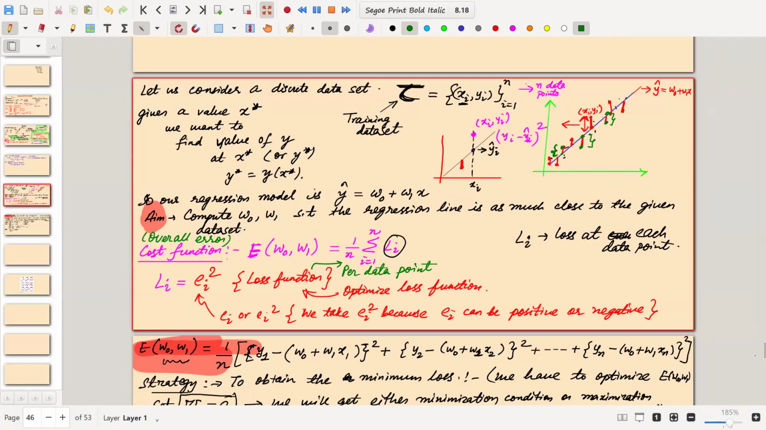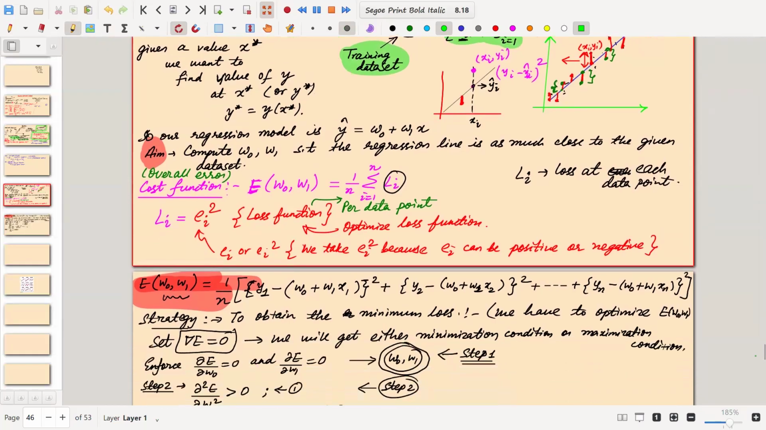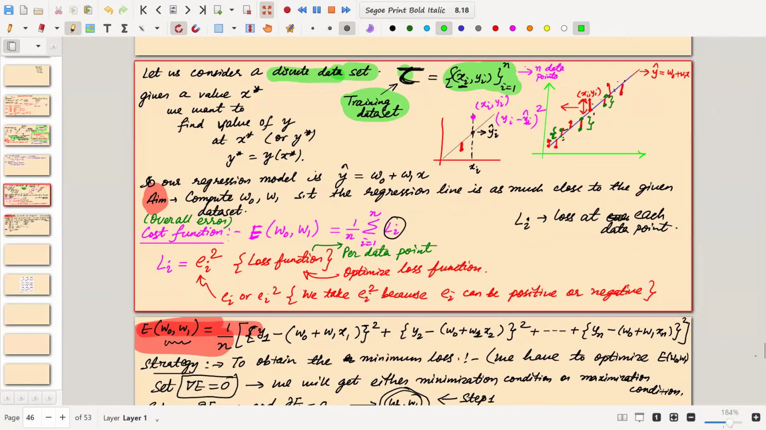I'm just going through the previous class a bit so that we'll be on the same page. Okay, so what we understood: consider a discrete data set. Suppose the training data set looks like this, (xi, yi), for i equal to 1 to n. So there are n data points.